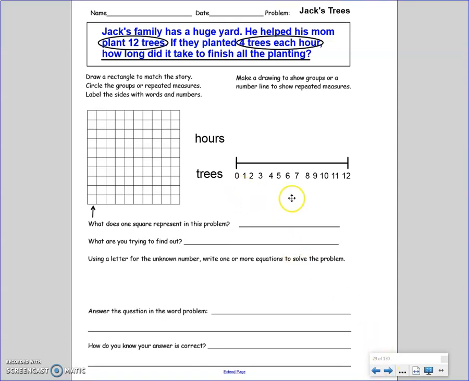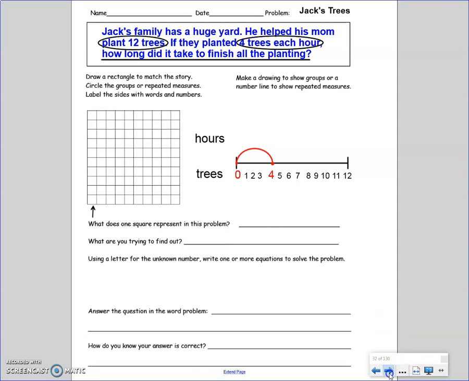Do note that I started at 0 and went all the way to 12. Now, after 0 hours, they haven't planted, of course, any trees at all. So after 0 hours, they have no trees planted. But then their first hour happens. And we know that they plant 1, 2, 3, 4 trees in an hour. So you can see I made that jump. Plant 4 trees.